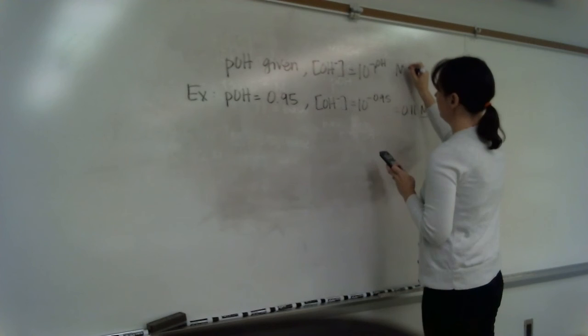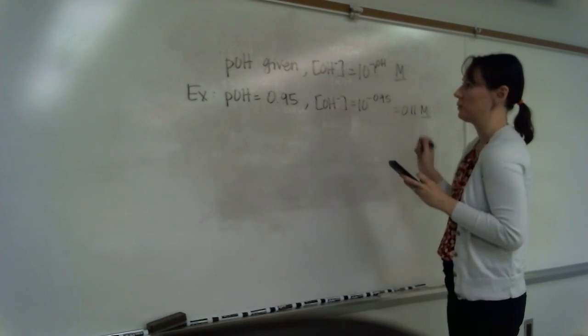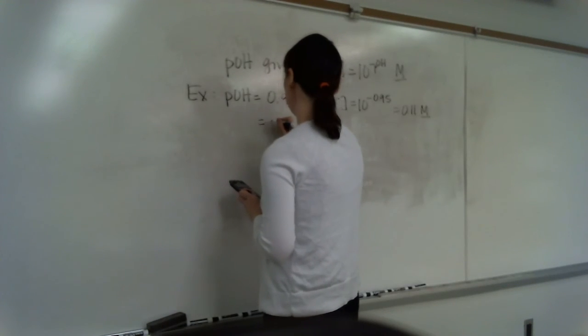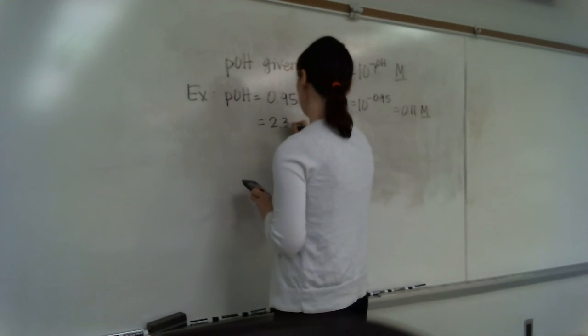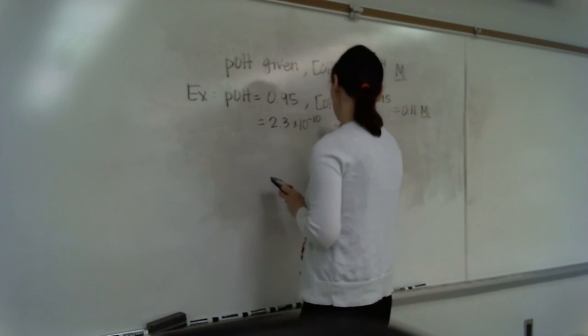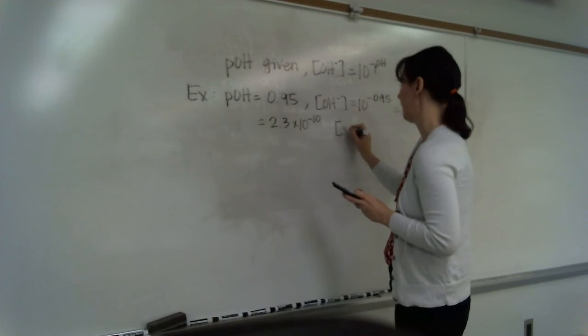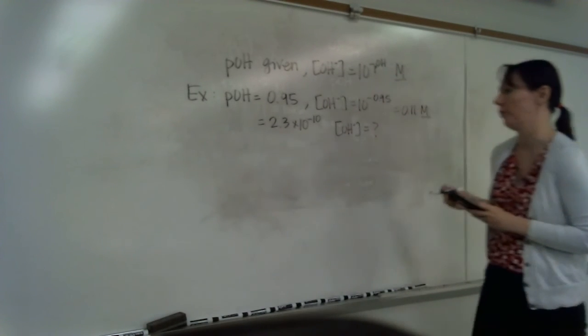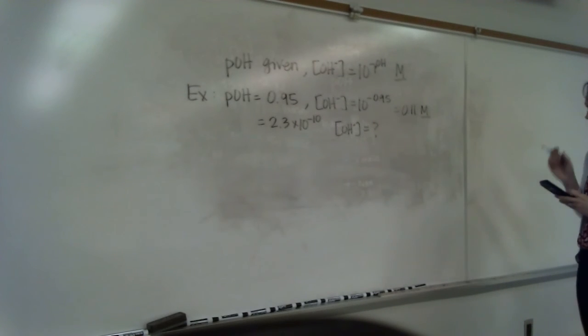And again, don't forget units. Concentration has units. pH and pOH are unitless. So if pOH is equal to 2.3 times 10 to the negative 10th, what is the hydroxide ion concentration? I'm not going to list a whole bunch of them on your board. Let's just try this one.